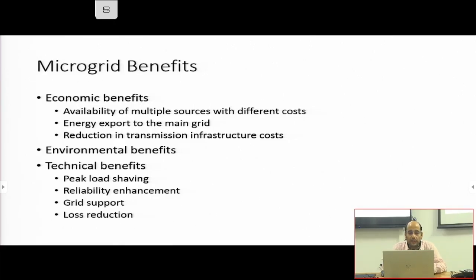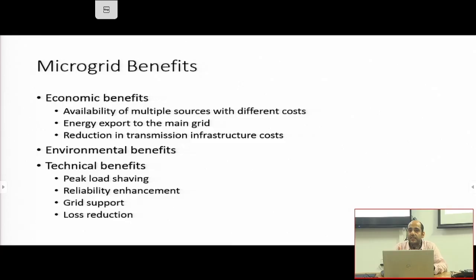It provides economic benefits because you have sources which are of different operating costs, and you can earn money by sending power to the grid. For example, in the evening peak time, the microgrid can give power to the grid, and then you can earn money like that. And then it is more economic because there are fewer T&D losses because the distribution is very small. You have the local generation, local consumption. Okay. Environment benefits because most of the generators are renewable based generators, therefore you provide environment benefits. Then the microgrid also provides some technical benefits in terms of peak load shaving, reliability enhancement, grid support, like that.